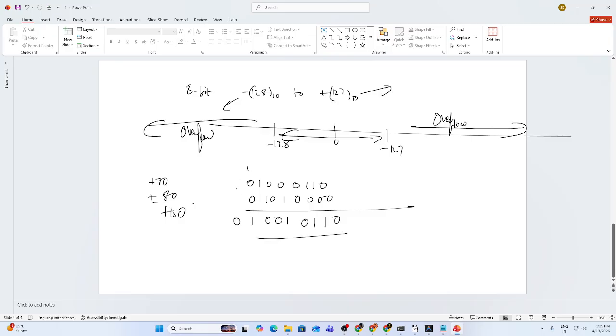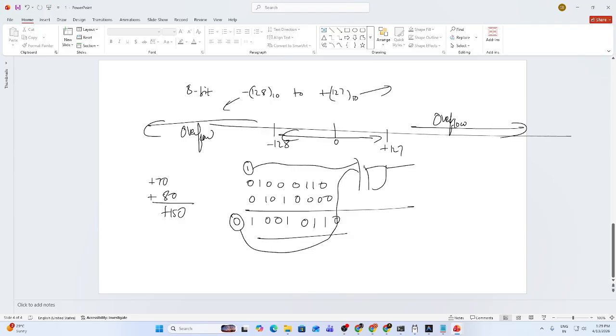Now see here, the point is how to detect an overflow. You need to look into this carry, the carry into the MSB, and you need to look into this carry out of the MSB. If those two bits are not equal, then that is an overflow. How to find the equality of these two bits? Just apply this bit and this bit to an XOR gate.